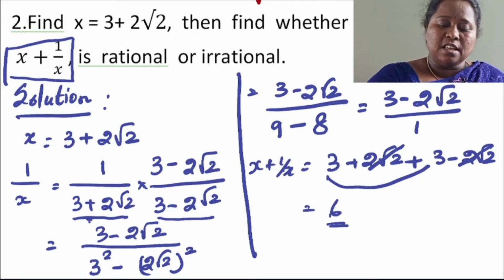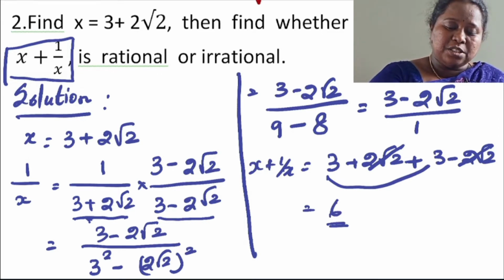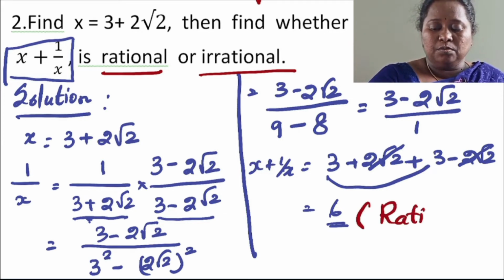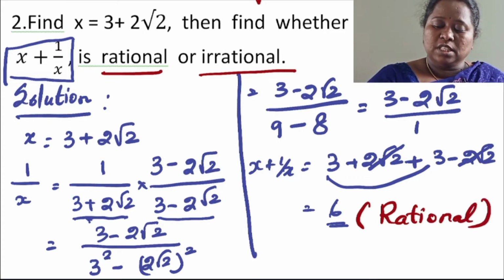They ask us whether it is a rational number or irrational number. We have to find out whether x plus 1 by x is rational or irrational. 6 is the rational number.